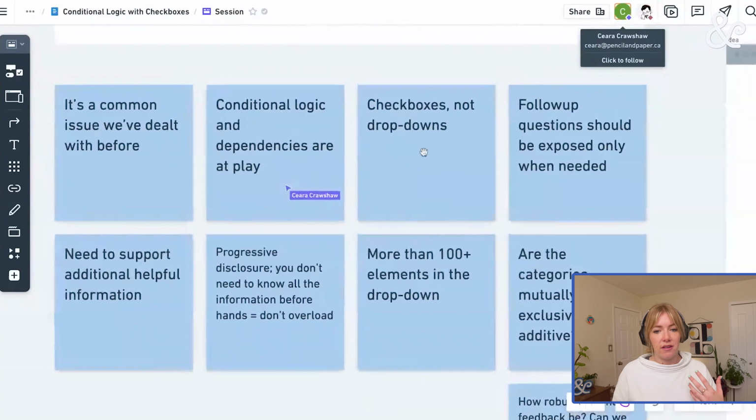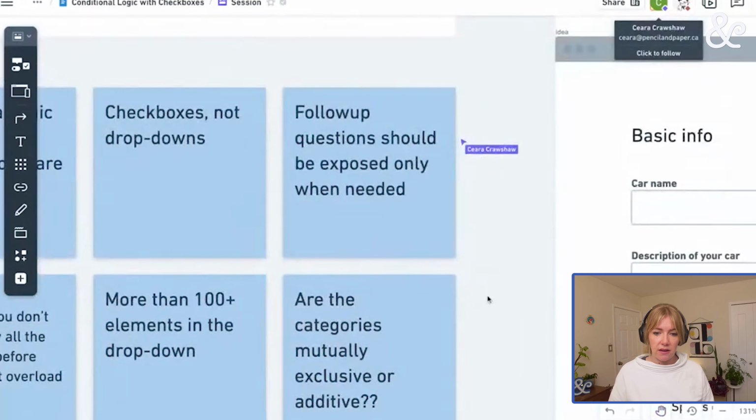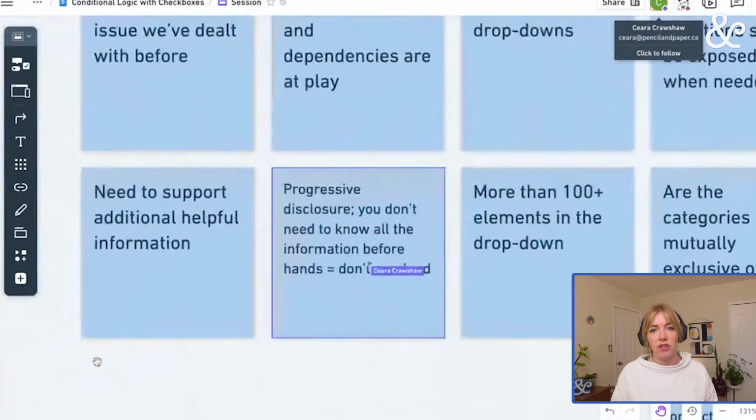So we thought about a few things around our assumptions. We see conditional logic and dependencies, checkboxes versus drop downs where they start to fall down, because we're always trying to think about how to break this thing or how to make it the most robust possible. Follow-up questions should only be exposed when needed. This is around the progressive disclosure approach that's often taken in forms. We assume that you don't need to know information about every single choice that you're going to make, so we don't want to overload you with information.